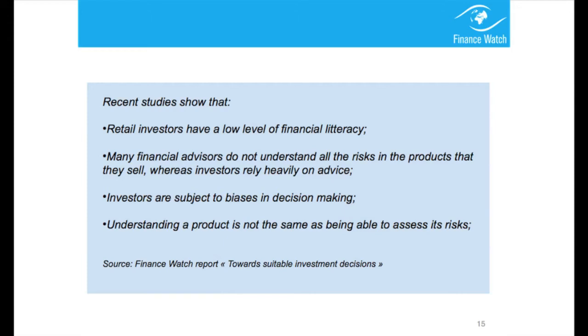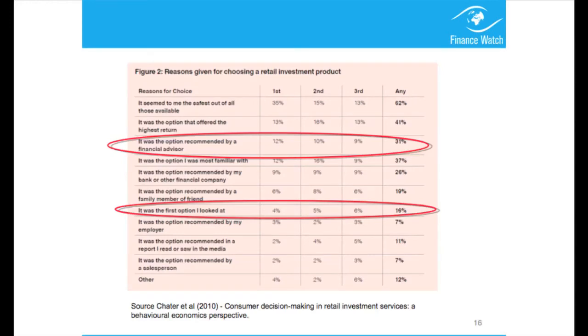And by biases, we mean, for example, the tendency to be risk averse, or to trust your advisor because he looks nice, etc. So all these factors are not rational, but it is demonstrated that they will influence your choices far more than any information document.